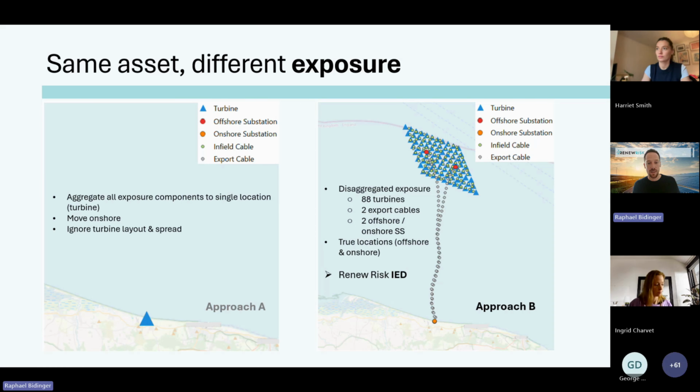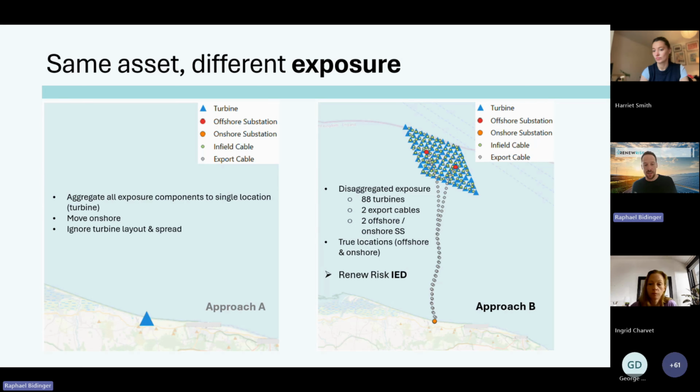In the second, the purpose-built modeling approach, we're considering very detailed exposure data. In the scenario here, we take our offshore wind farm in the North Sea. That's represented by 88 individual turbines, the blue triangles here on the map. Those turbines are connected to the land with, in this case, two export cables, broken down into individual segments. It's the gray dots or lines connecting the turbines to the land. We've got two offshore substations, two onshore substations, and we also have the infield cables represented individually connecting the turbines.